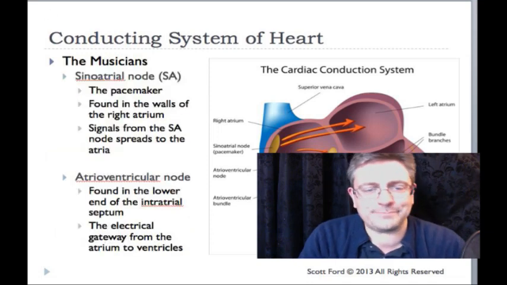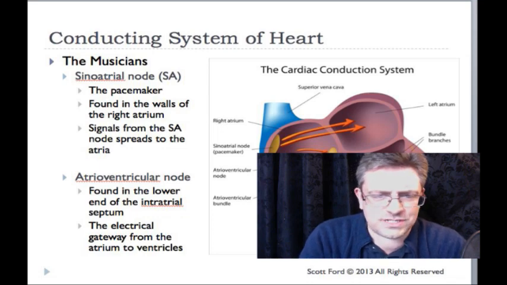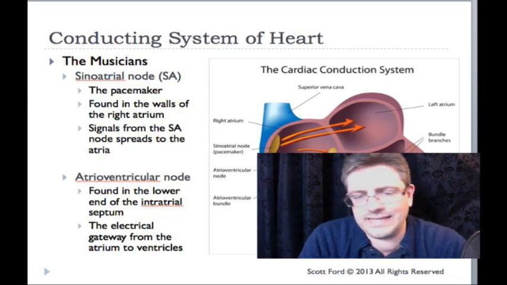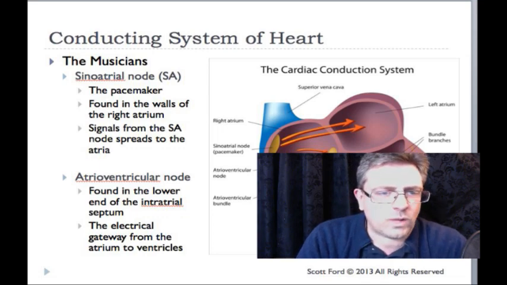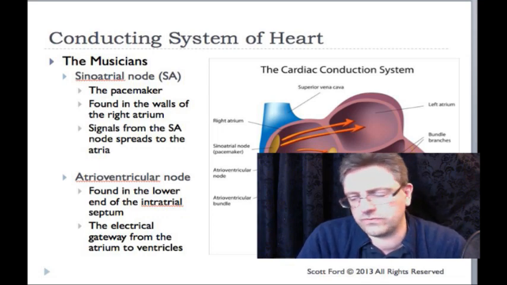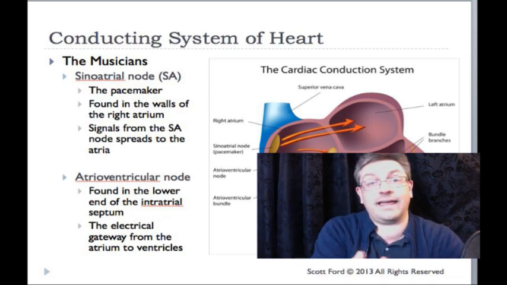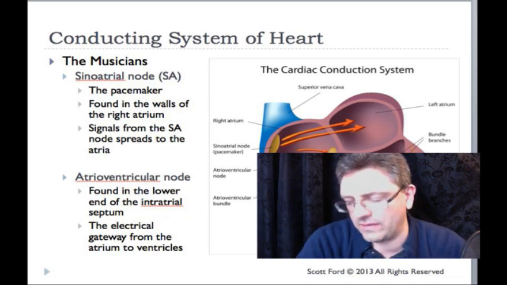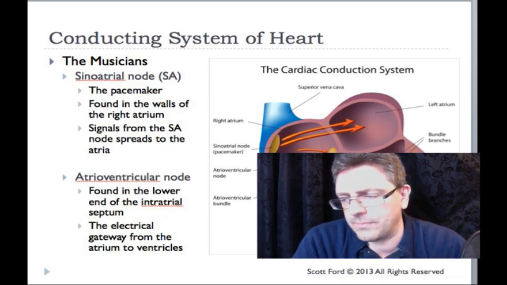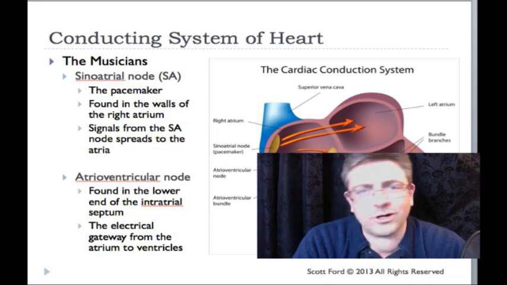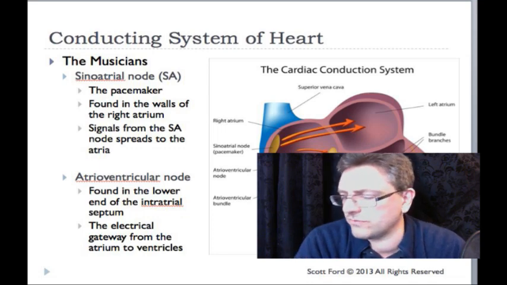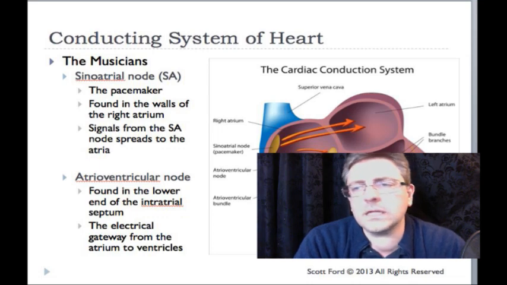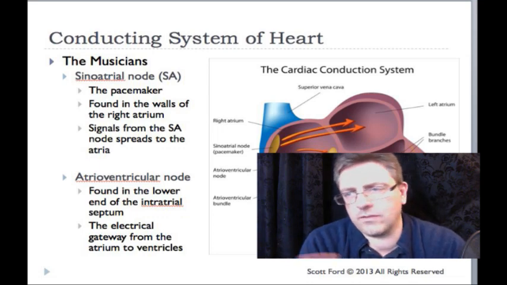So moving on. Let's talk about the musicians here. First, we have the sinoatrial node, the SA. This is the pacemaker. If you've ever watched The Simpsons and you've seen Krusty the Clown, okay, Krusty the Clown has a pacemaker. One of the episodes where Krusty was framed for murder, if you remember that, or not framed for murder, he was framed for robbing the Quickie Mart, okay? And it turned out to be Sideshow Bob. They were talking about his pacemaker and how the microwave would have raised havoc with it.